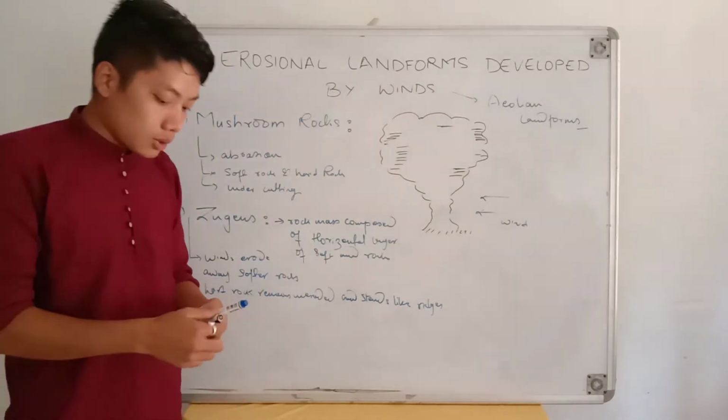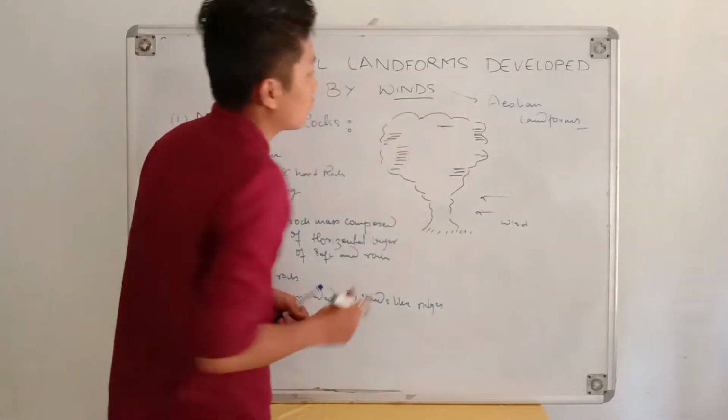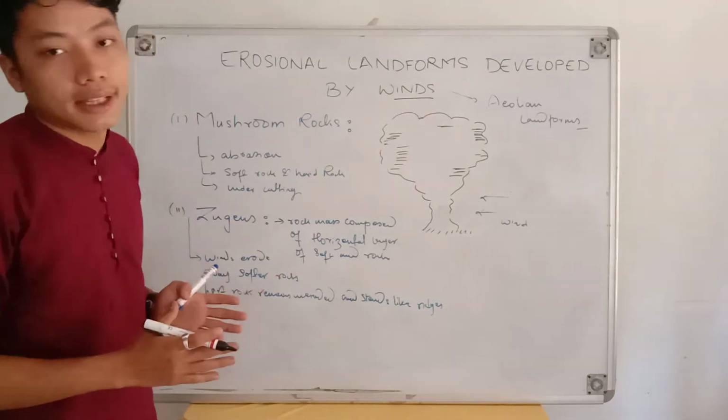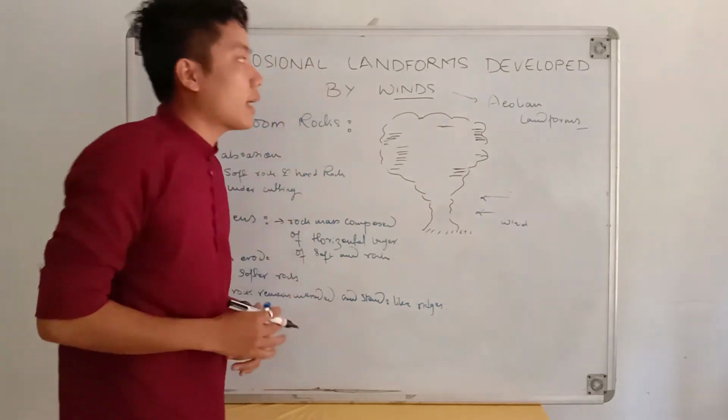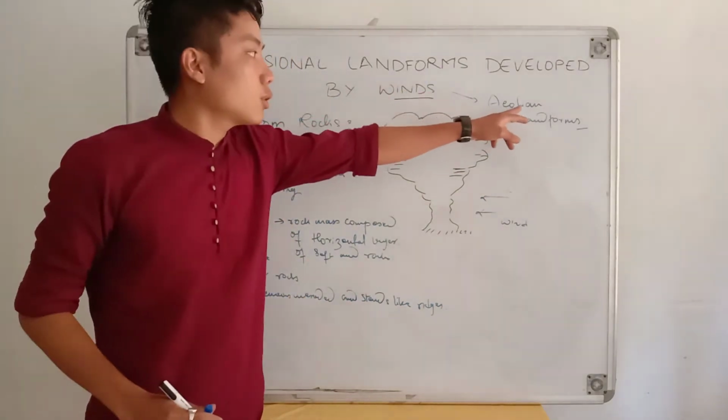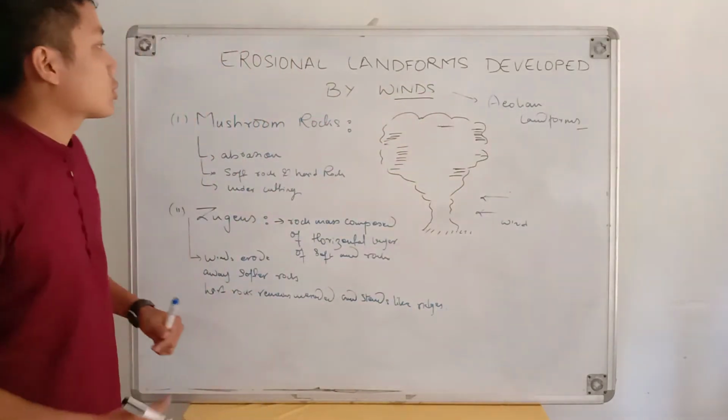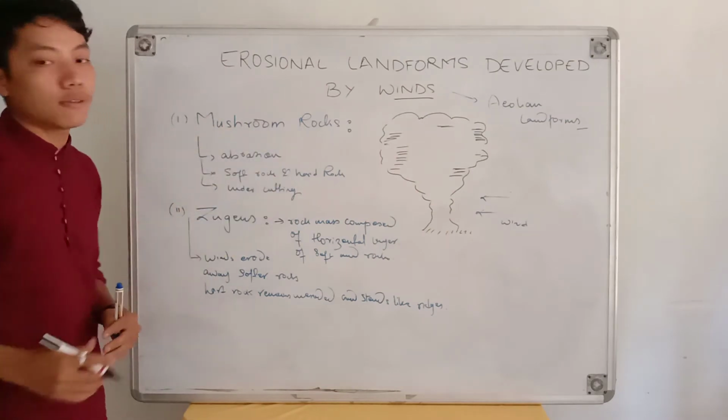First of all, the action of wind is mostly predominant in the desert areas. The landforms developed by winds are also known as aeolian landforms. Now I'm going to discuss the different landforms.